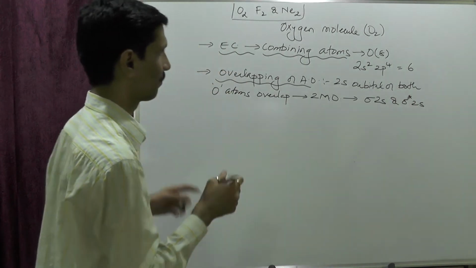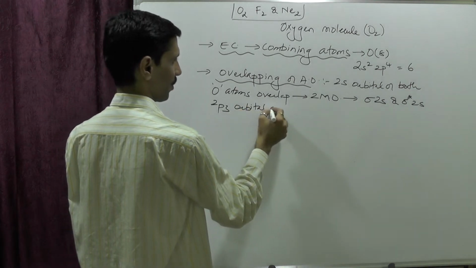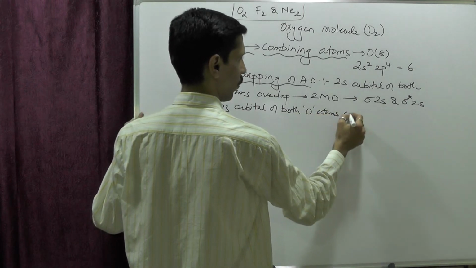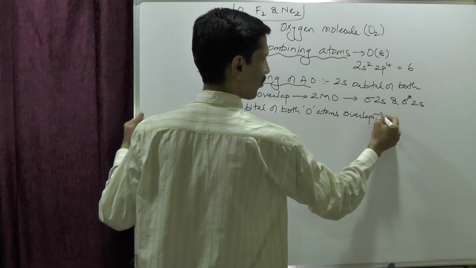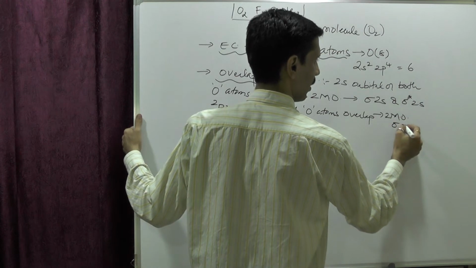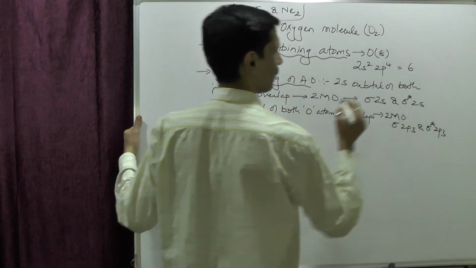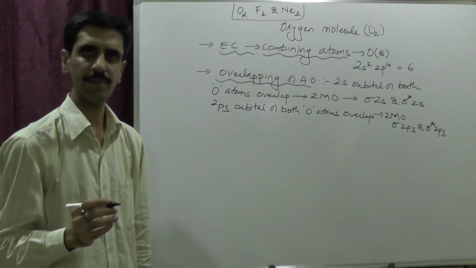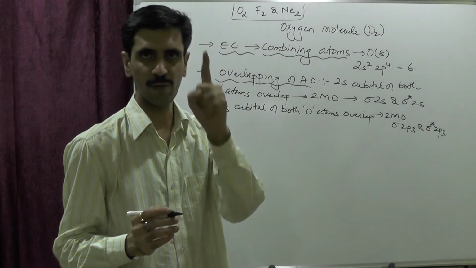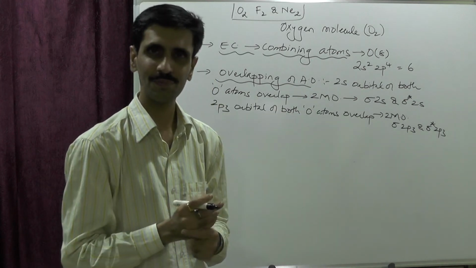So what we are going to consider is 2pz orbitals of both oxygen atoms overlap. It will also result in 2 molecular orbitals, which are sigma 2pz and sigma star 2pz. Okay? Because Z is the bonding axis, therefore overlapping will take place axially along the axis, and therefore it is resulting in sigma.